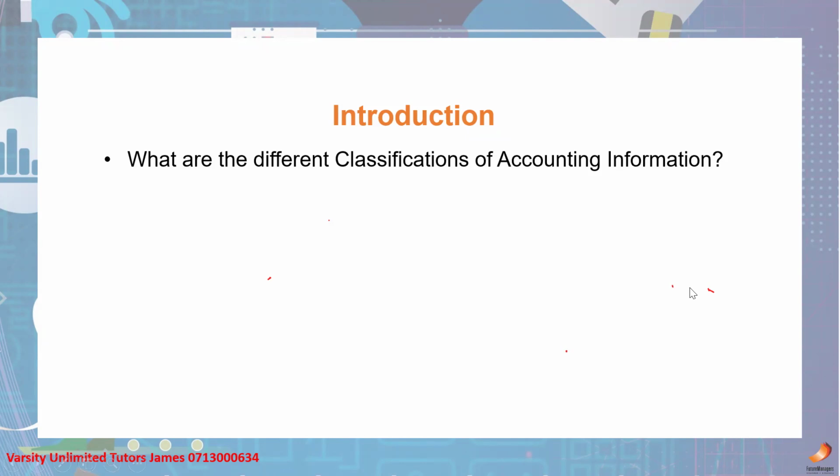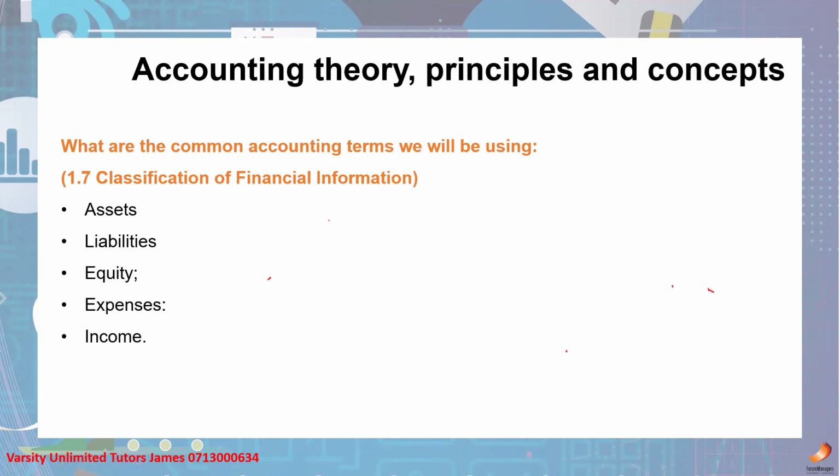All right, so the first thing: what are the different classifications of accounting information? In your study guide, I believe that is unit number 7. There are 5 key terms or keywords that you need to understand in accounting. And again, if there's something that I say that you do not understand, feel free to ask.